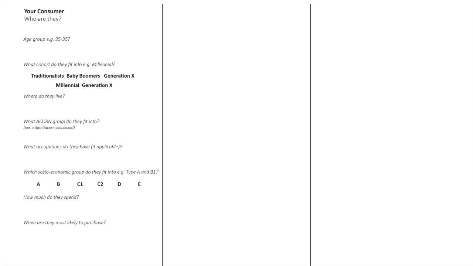Where do they live? Again, from where they live, can you define them by an ACORN group? What is their occupation there? And then can you fit them into a social economic group? How much do they spend if you've asked that? And what are they most likely to purchase?